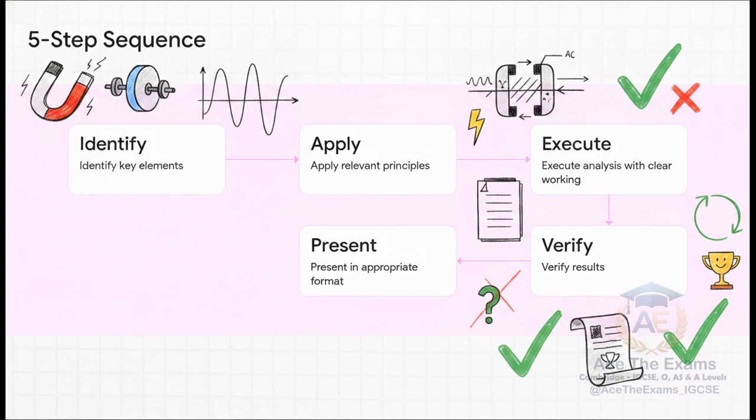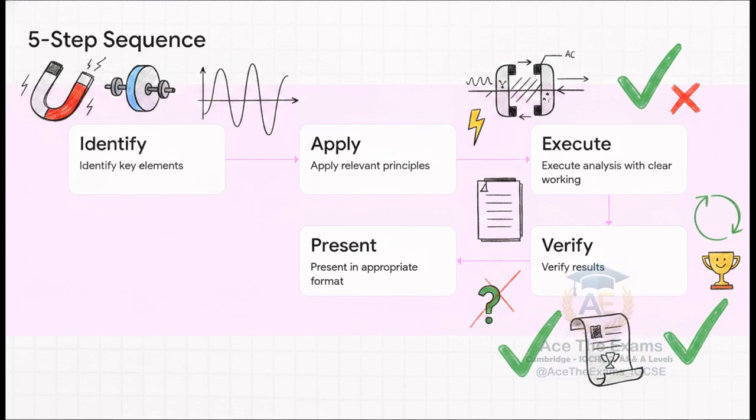Step 3, execute analysis with clear working. Here is where the magic happens. We write our PEEL paragraph. We state the point that the coil rotates. We provide evidence explaining it cuts field lines at specific angles. We explicitly explain that the slip rings maintain the connection, and we link the horizontal position directly to the peak EMF on the graph. Step 4, verify results.